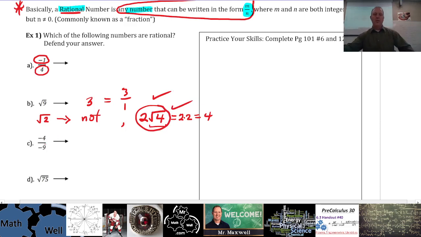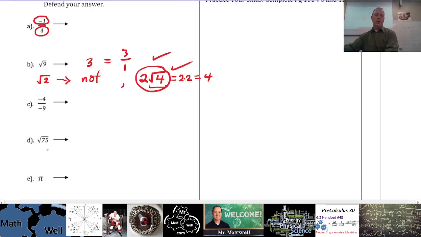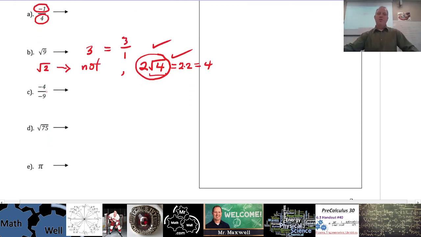So you have to kind of examine the square roots a little bit. Okay? All right, let's keep moving on to C. We'll get to another square root soon. -4 over -9. Rational number? Yes, it is. Those are 2 integers right there. Pretty easy to see.